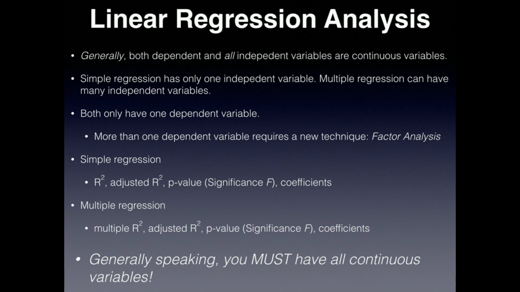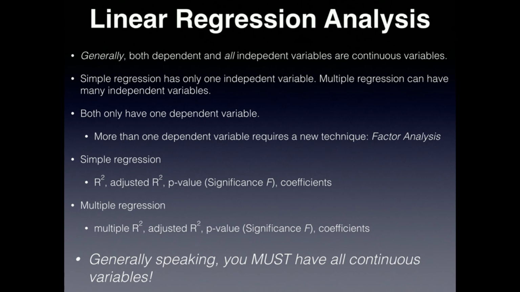Now, in both cases, whether it's simple or multiple regression analysis, you can only have one dependent variable. Okay? You can only have one dependent. It doesn't matter if it's simple or multiple regression. That's like saying it can only have one y variable. Okay? Now, simple regression has one x variable. So simple regression can only have one independent variable. Multiple regression can have as many independent or x variables as you want.